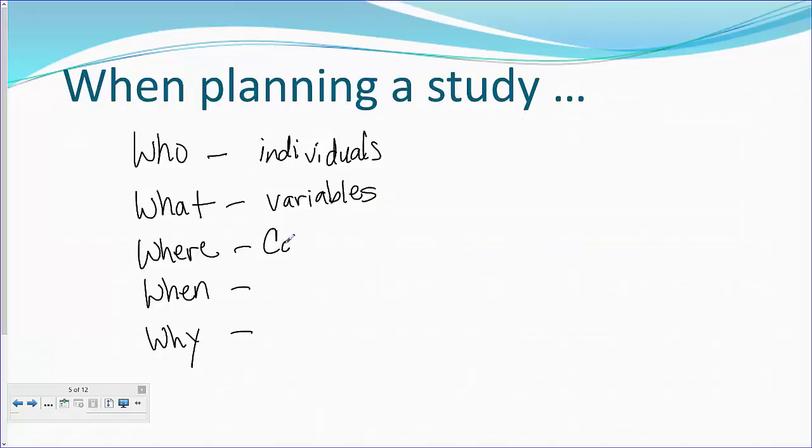The where is going to be the context. So the idea is the context of data collection. Where you collect your data is always important. If you're asking people in the South versus people in the North, or you're asking a school that is made up of freshmen and sophomores, or a school that's made up of juniors and seniors, or I suppose more commonly it would be a junior high or a senior high school. When is the same thing. We're looking for context. When was this study done?